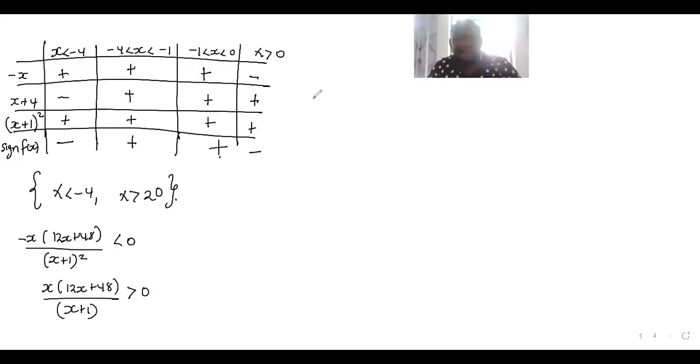0. Habiba, your hand is up. It's on the solution. X is greater than 20. It was supposed to be 0, eh? Sorry.